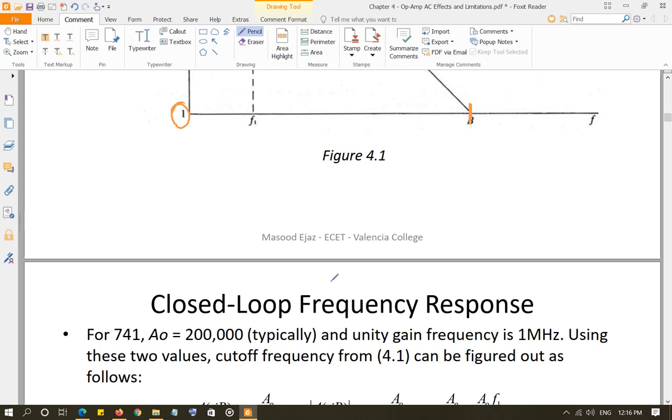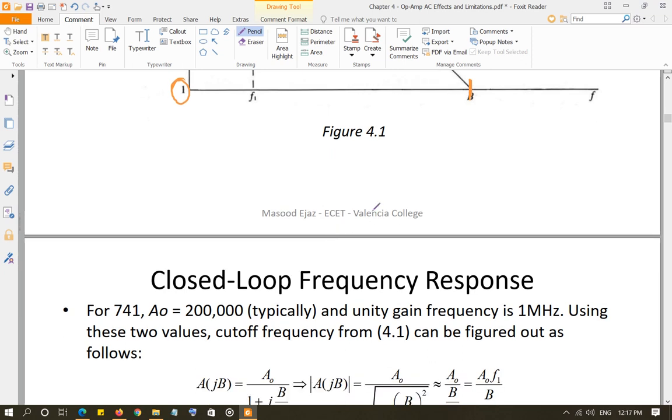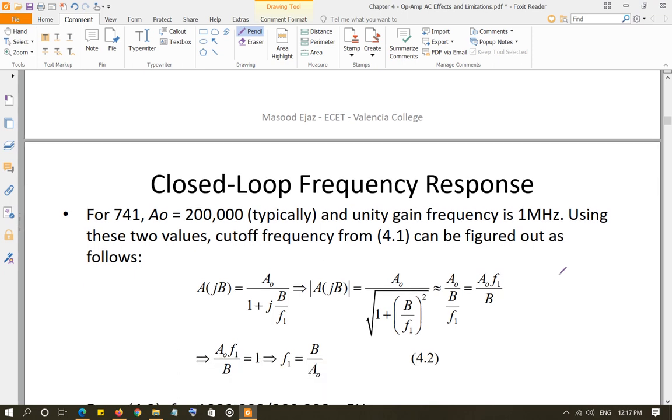Right now the discussion is of course the open loop gain, but how are we going to incorporate that open loop gain into the closed loop gain? We're going to look at that. And before we do that, this is the same equation. The only thing that we are doing here is trying to figure out the relationship between f1, b, and a naught. So in equation 4.1, the first equation we discussed about the open loop gain, if we evaluate that equation at the unity gain frequency b, so we replace f by b, we get a naught over 1 plus j b over f1, and we take the magnitude of this.